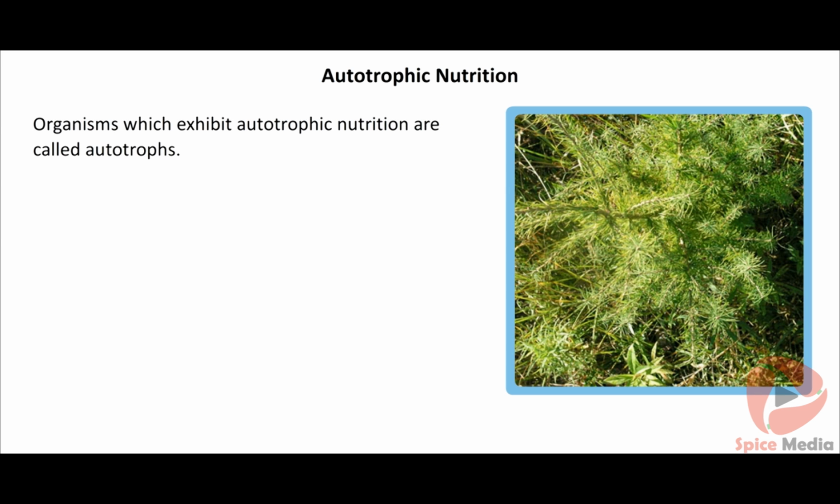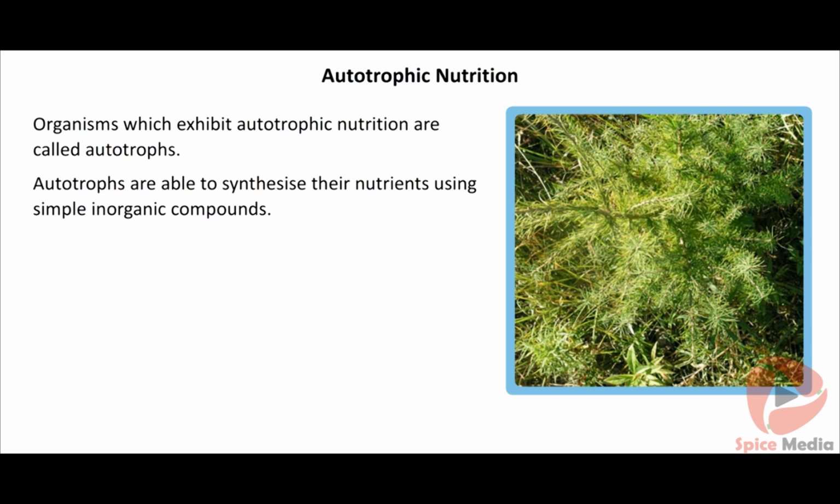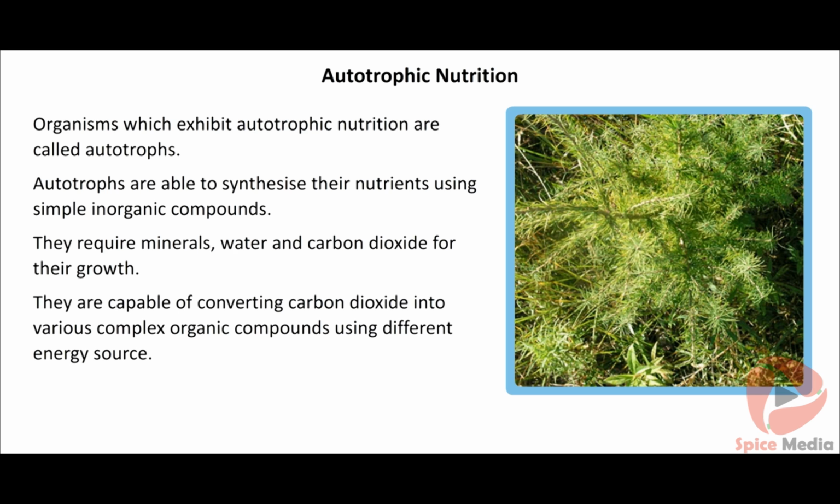Autotrophic nutrition. Organisms which exhibit autotrophic nutrition are called autotrophs. Autotrophs are able to synthesize their nutrients using simple inorganic compounds. They require minerals, water, and carbon dioxide for their growth. They are capable of converting carbon dioxide into various complex organic compounds using different energy sources. This type of nutrition is called autotrophic nutrition.